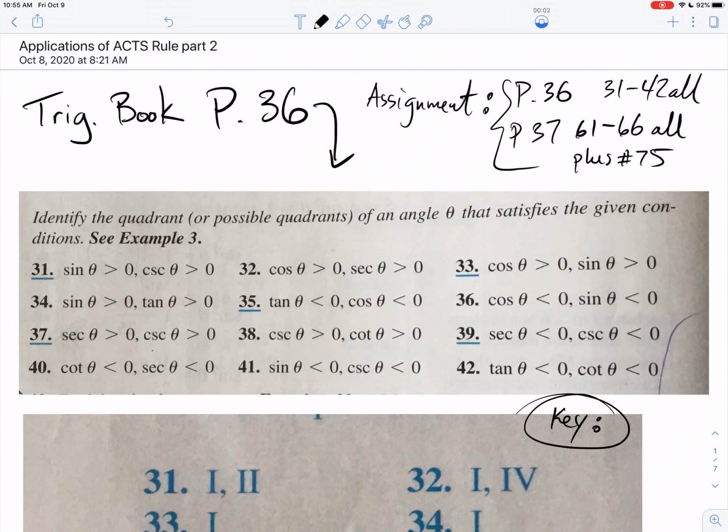Okay guys, here we go. This is going to be our follow-up to the first AX rule. This is actual part 2.